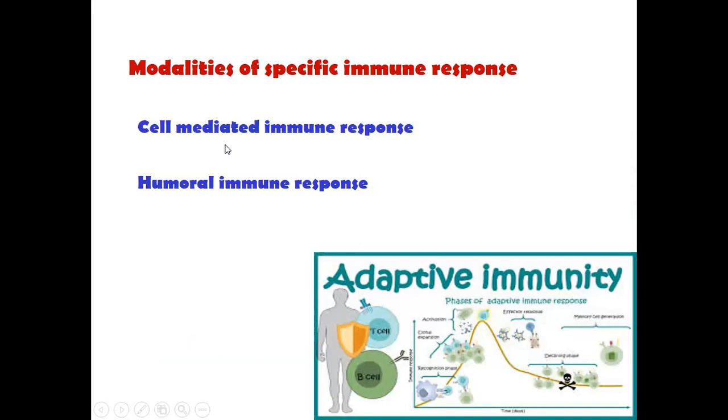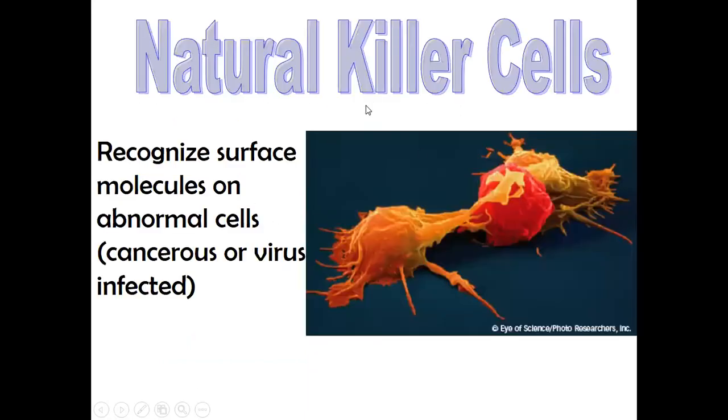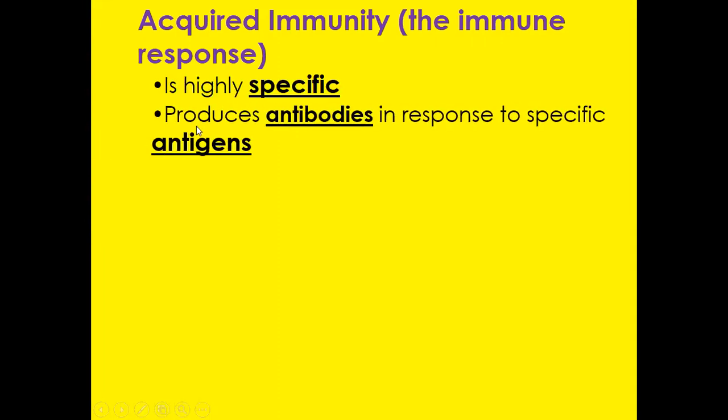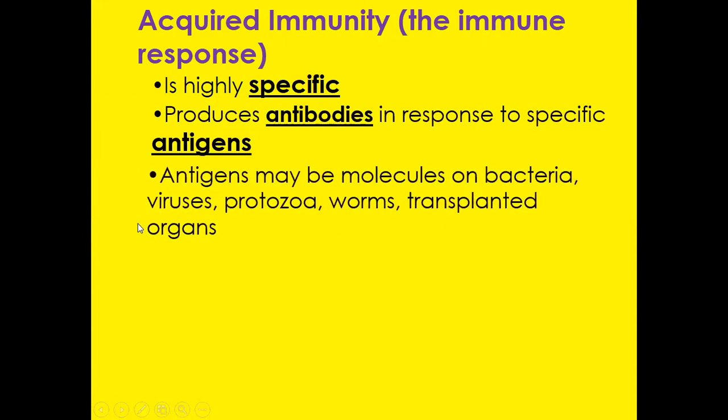Modalities of specific immune response: the cell-mediated immune response is by T lymphocytes, and the humoral immune response is by B lymphocytes. The natural killer cells recognize surface molecules on abnormal cells, in case of cancerous or virus-infected cells. Acquired immunity, the immune response, is highly specific and produces antibody in response to specific antigens. Antigens may be molecules on bacteria, viruses, protozoa, worms, or transplanted organs.